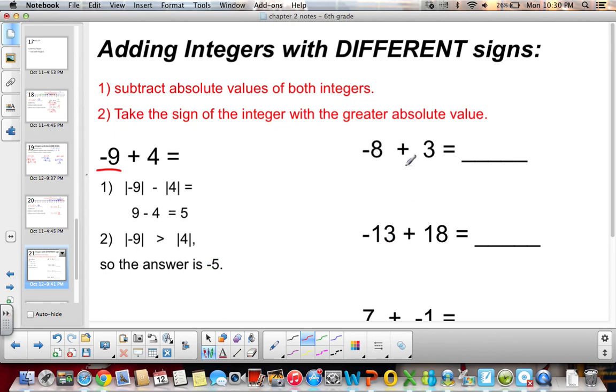So let's do a couple more. Negative 8 plus 3, we're going to subtract the absolute values of both integers. So absolute value of negative 8 minus absolute value of 3. So we have 8 minus 3 equals, and we'll put this up here, 5. And then we take the sign of the integer with the greater absolute value. 8 is greater than 3, and that's a higher absolute value. So because 8 is negative, we're going to make it negative 5.